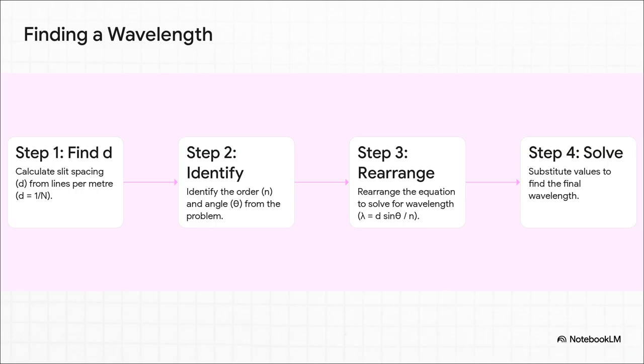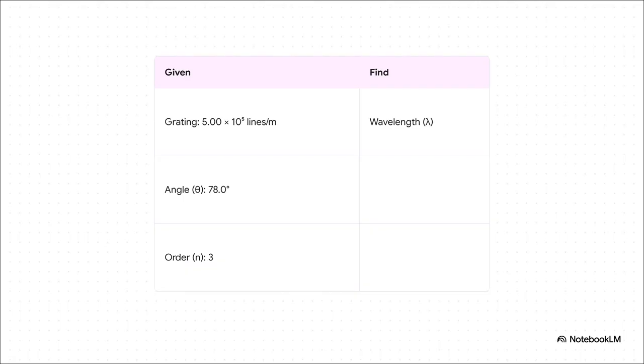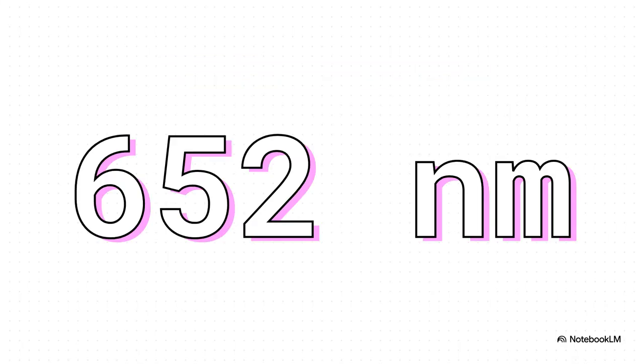Simple as that. Let's try one more. Here, we have a different grating, and we're looking at the third bright fringe out from the center, which we see at a steep 78-degree angle. The process is exactly the same. First, find the slit spacing from the lines per meter, then plug everything you know into the formula and solve for that one missing piece, the wavelength. And when you run the numbers, you get 652 nanometers. So just by measuring an angle, we've identified a very specific wavelength of red light.